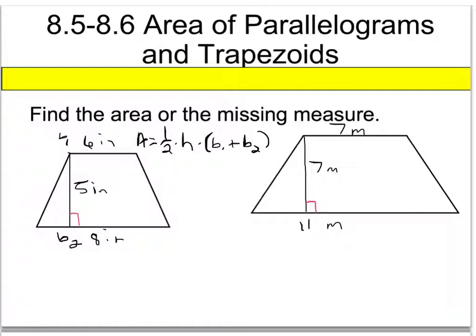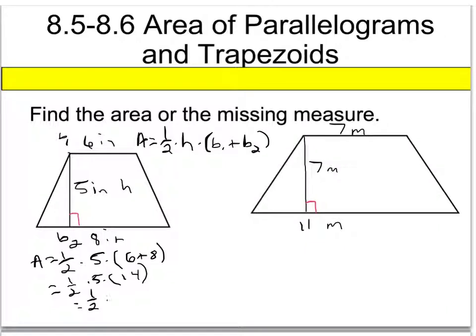Alright, so base 1 of 6 inches, our base 2 is 8 inches. Our height is going to be equal to 5 inches. Plugging this into our equation, our area is equal to half times our height of 5 inches times the sum of 6 plus 8. Adding those together, you come up with your next step of half times 14. Or sorry, times 5 times 14. I'm getting a little ahead of myself. Alright, so now we have 5 times 14. When you multiply these together, you get half times 70. That's what 5 times 14 is.